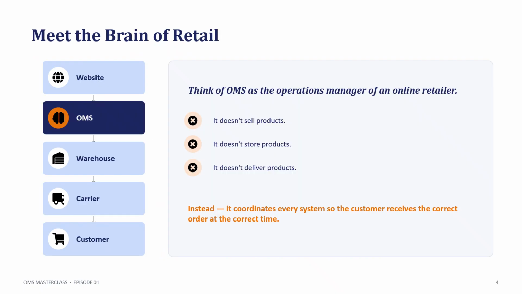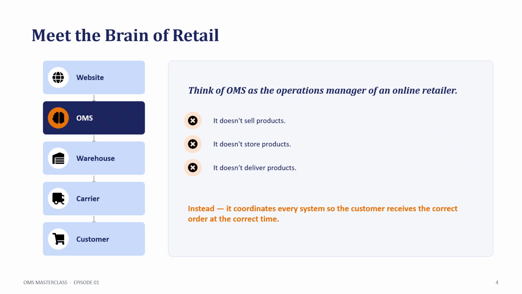In the previous slide, we saw that every order passes through the OMS before reaching the warehouse. But what exactly is the OMS? Think of the OMS as the operations manager of an online retailer. It doesn't sell products, it doesn't store products, and it doesn't deliver products. Instead, it coordinates all the systems involved in processing an order. It communicates with the website, checks inventory, decides which warehouse should fulfill the order, and works with carriers to ensure the order reaches the customer on time.